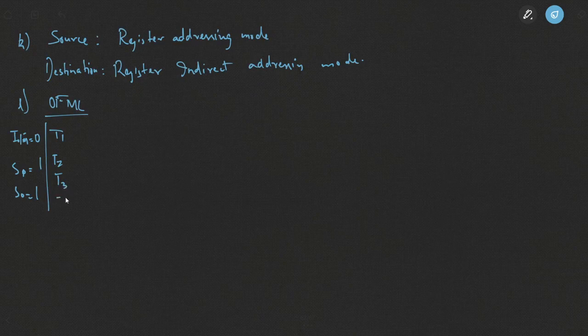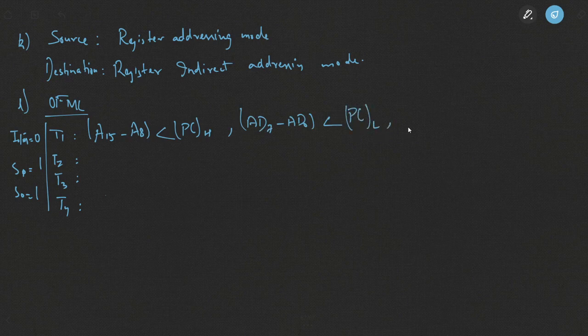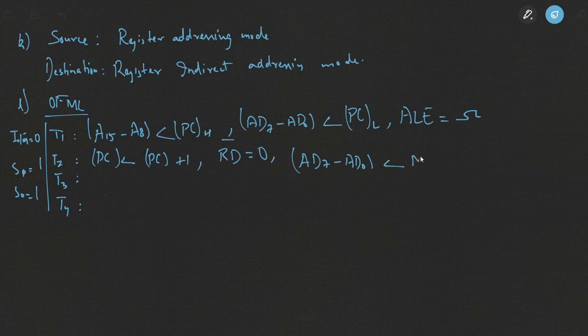T1, T2, T3, T4. You have the 4 T states. What will be happening in all the T states? In the first T state, the T1 state, as we know, the address bus first will be loaded with the contents of the program counter, and the address latch enable will be enabled. In the T2 state, the program counter is incremented by 1. Read signal is enabled. Once the read signal is enabled, AD7 to AD0 will be loaded with the contents of the memory location that is on the address bus.